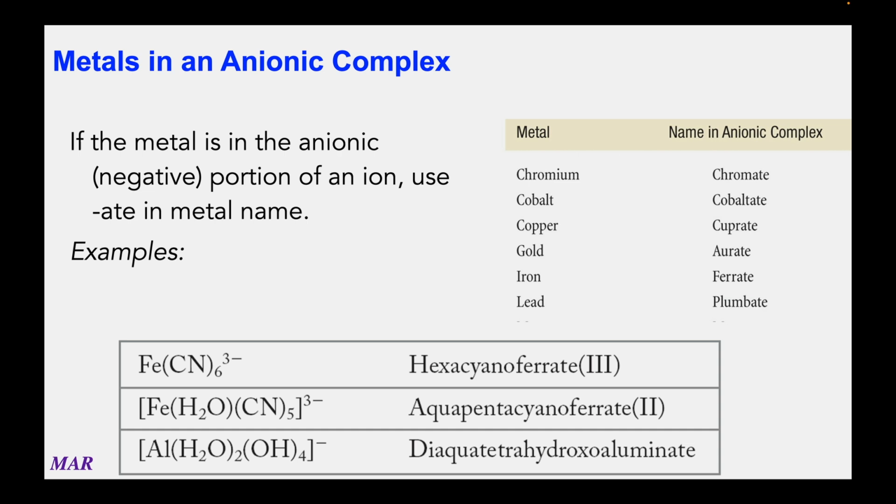But anyway, you change the name of the metal, and that helps the chemist to know that the metal is in the anion, the negative part of the compound. I'll show some more examples of this coming up. But if you hear ferrate, plumbate, cuprate, chromate, whatever, this is what they're referring to. The metal is in the anion.